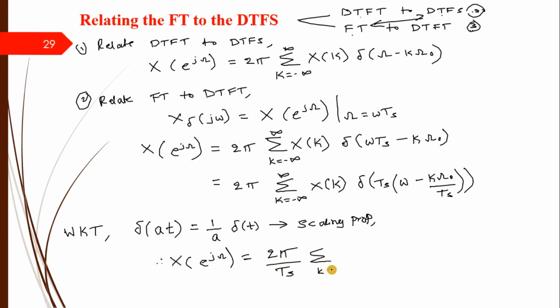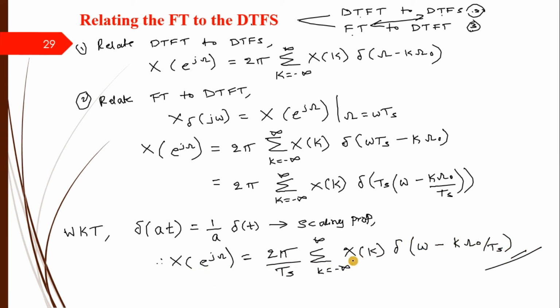Summation k is equal to minus infinity to plus infinity capital X of k. So whatever is left, write it: delta omega minus k omega naught divided by ts. So this is your equation for the relation between DTFT and DTFS, DTFS and FT. So this is DTFS.